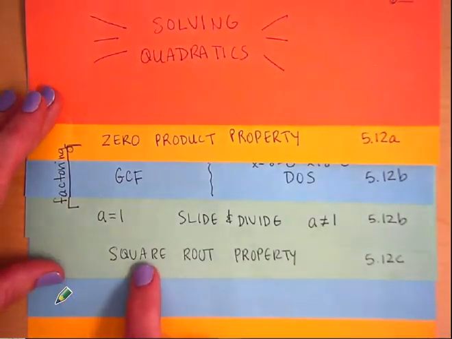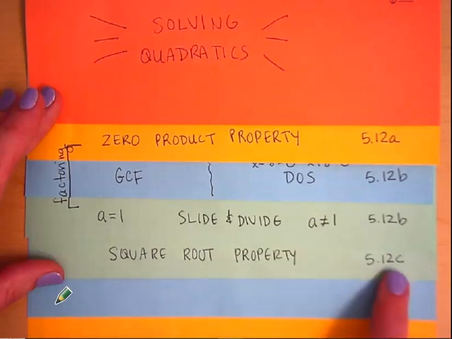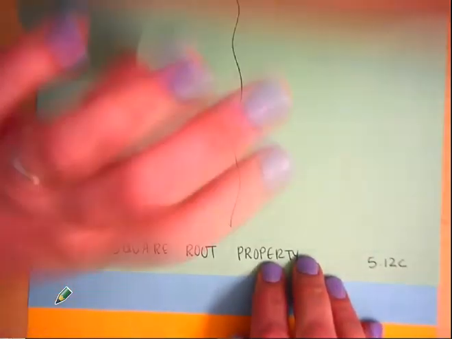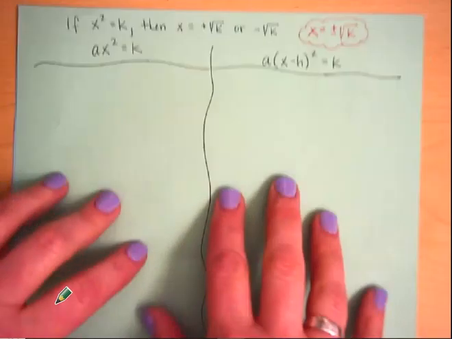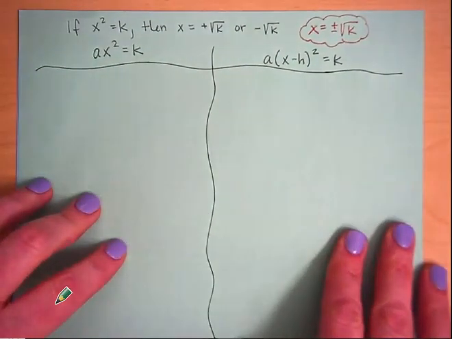This is our video for the square root property, so I want you to label this on the next tab, square root property 5.12c, and then pause your video while you copy down this title section, and then come back when you're ready to do the problem.